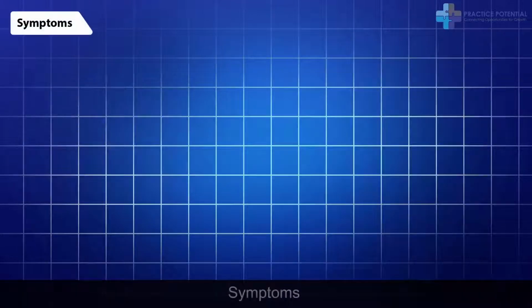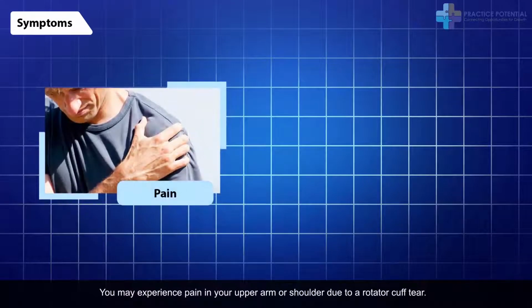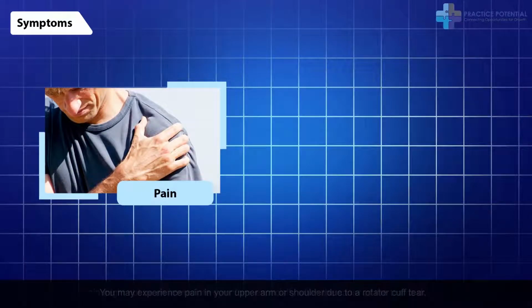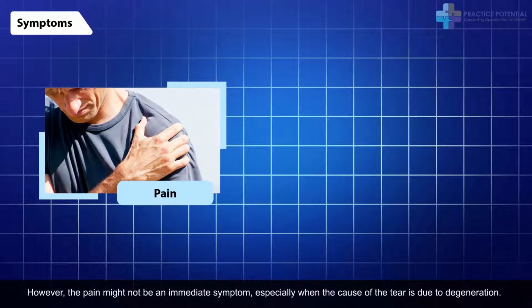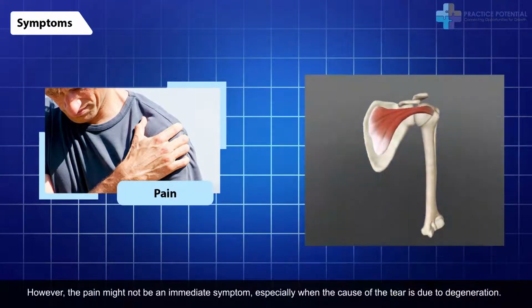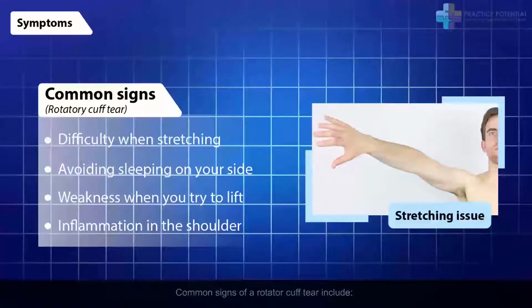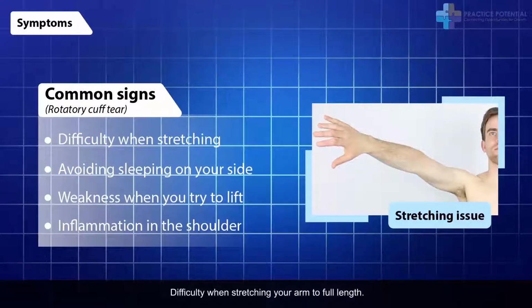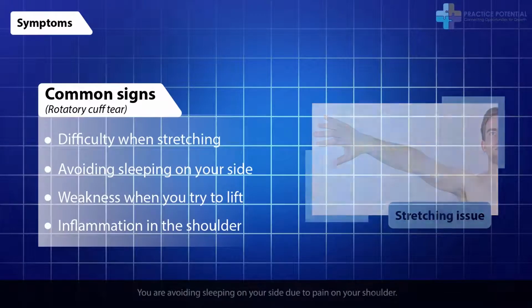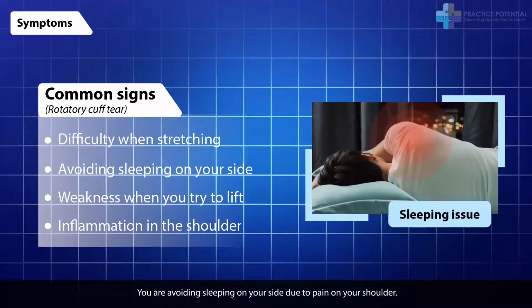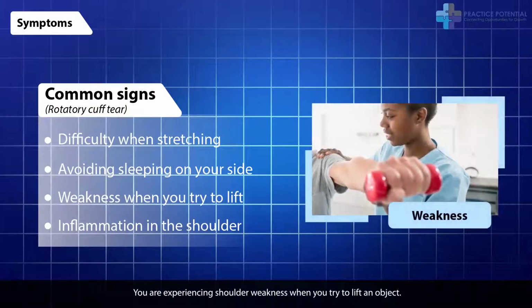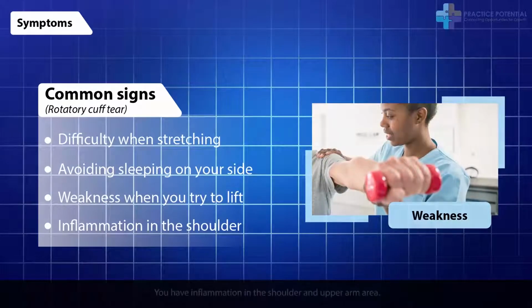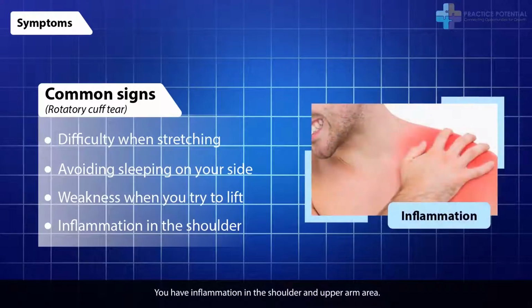Symptoms: you may experience pain in your upper arm or shoulder due to a rotator cuff tear. However, the pain might not be an immediate symptom, especially when the cause of the tear is due to degeneration. Common signs of a rotator cuff tear include difficulty when stretching your arm to full length. You avoid sleeping on your side due to pain in your shoulder. You experience shoulder weakness when you try to lift an object. You have inflammation in the shoulder and upper arm area.